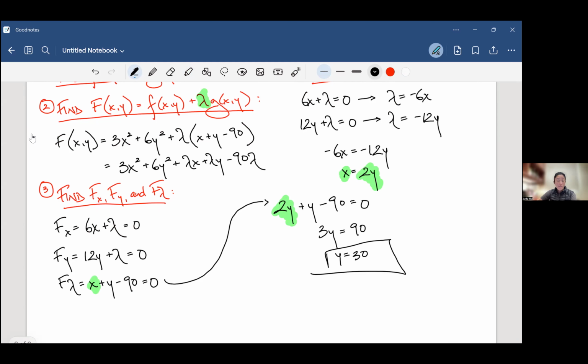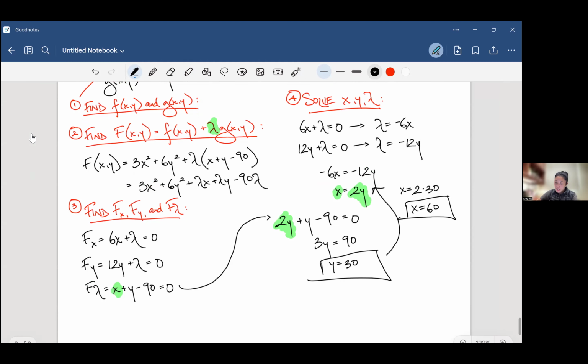I found my y. That's great. Now I have to find my x. I can plug it back in here: x equals 2 times 30. So that means my x will be 60 in this case.